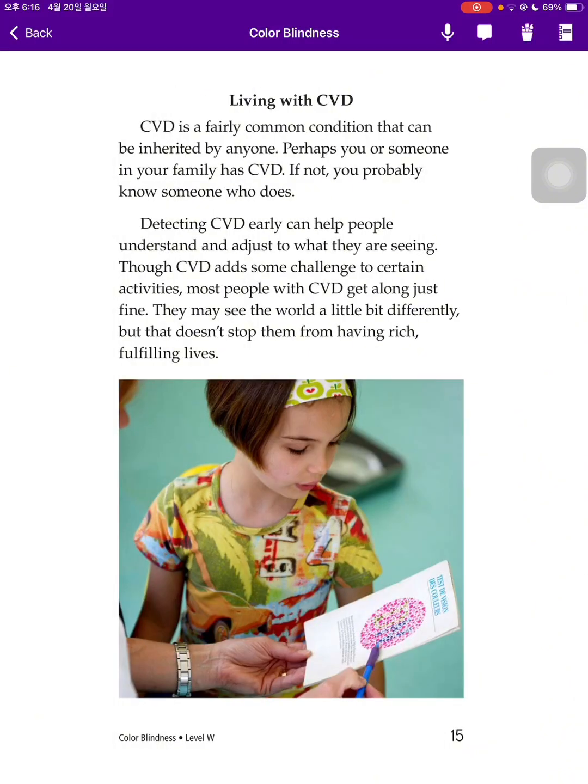CVD is a fairly common condition that can be inherited by anyone. Perhaps you or someone in your family has CVD. If not, you probably know someone who does. Detecting CVD early can help people understand and adjust to what they are seeing. Though CVD has some challenges for certain activities, most people with CVD get along just fine. They may see the world a little bit differently, but that doesn't stop them from having rich, fulfilling lives.